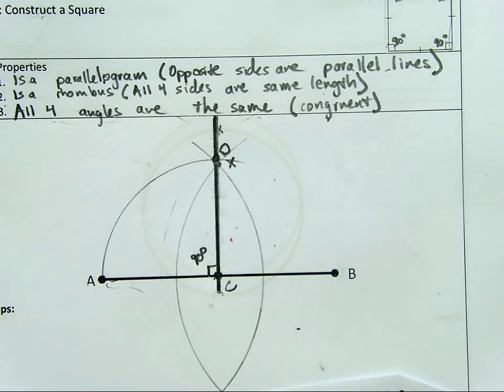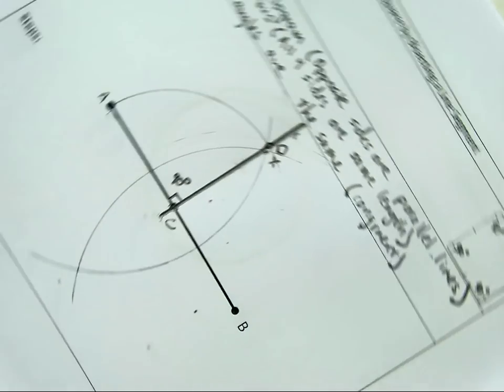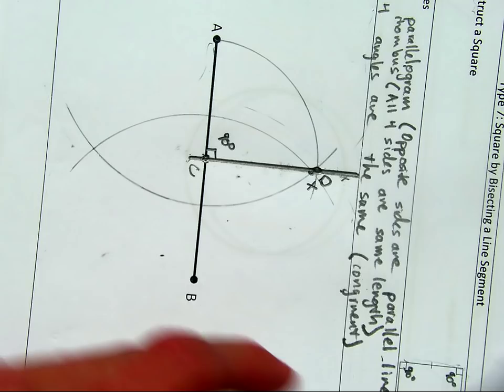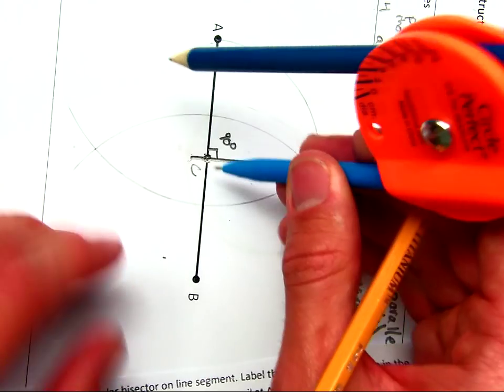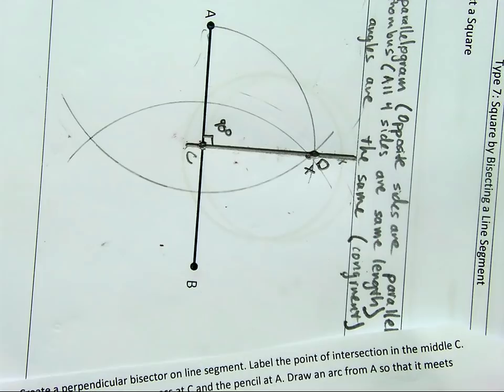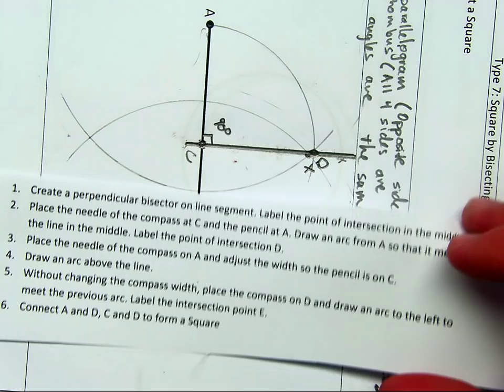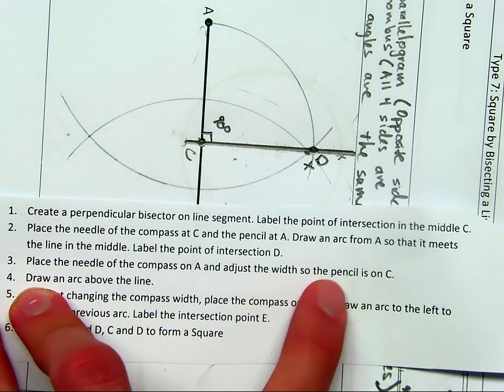If this seems totally new, it's really not. If you rotate your paper 90 degrees, this is just a rhombus. So in a rhombus, you start with this. Step 1 of a rhombus, find C. Alright, now if you're thinking about a rhombus, what do we do next? So what we do next is place the needle on A and adjust the width so the pencil's at C.